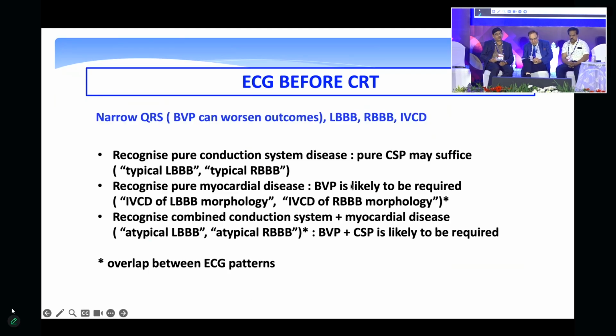It is very difficult to differentiate pure myocardial disease from myocardial plus conduction system disease, but it's not very difficult to differentiate pure conduction system disease from additional myocardial disease based on the ECG. And a lot of this can be done based on the ECG. That is why it's important to look at the ECG.